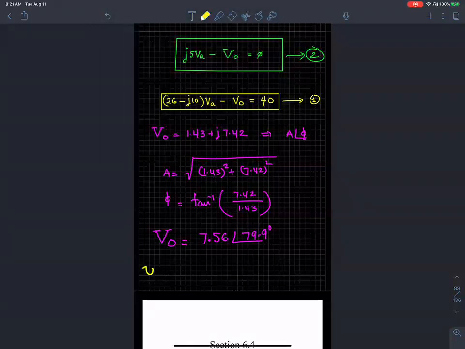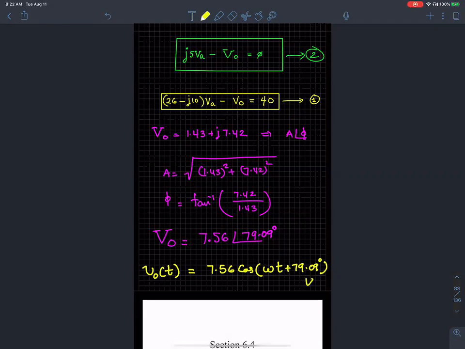VO of t is 7.56 cosine omega t plus 79.09 degrees volts. So that will be your answer.